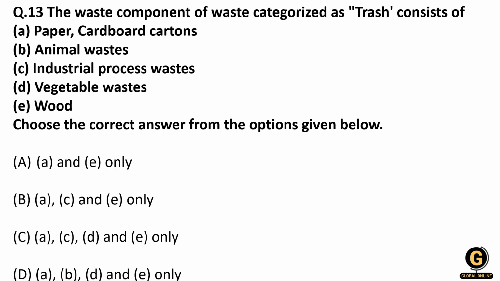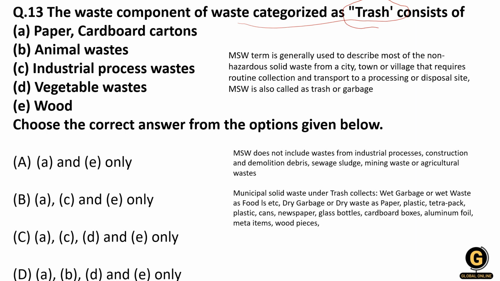All right. The waste component categorized as trash consists of what? They have given us 5 options, and they have asked which of these can be categorized as trash. First of all, understand what trash is. Municipal solid waste is called trash, and it is generally a term used for non-hazardous solid waste from a city, town, or village that requires routine daily collection and transport to a disposal site, right? So this is called trash.